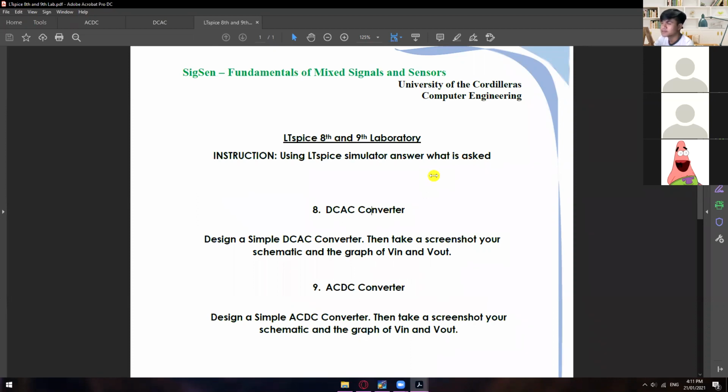And one more thing. Today is Thursday, right? We will not be meeting this coming Monday, since next week Thursday will be your midterm exam already. So use that time on Monday to finish all of the laboratories that I gave, especially this one, laboratory 8 and the 9th laboratory.